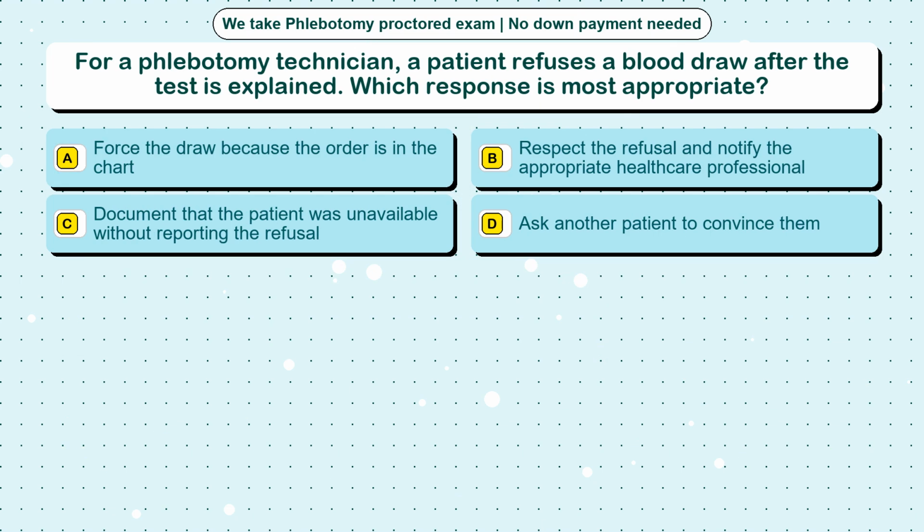Question 71. For a phlebotomy technician, a patient refuses a blood draw after the test is explained. Which response is most appropriate? Option A. Force the draw because the order is in the chart. Option B. Respect the refusal and notify the appropriate healthcare professional. Option C. Document that the patient was unavailable without reporting the refusal. Option D. Ask another patient to convince them.